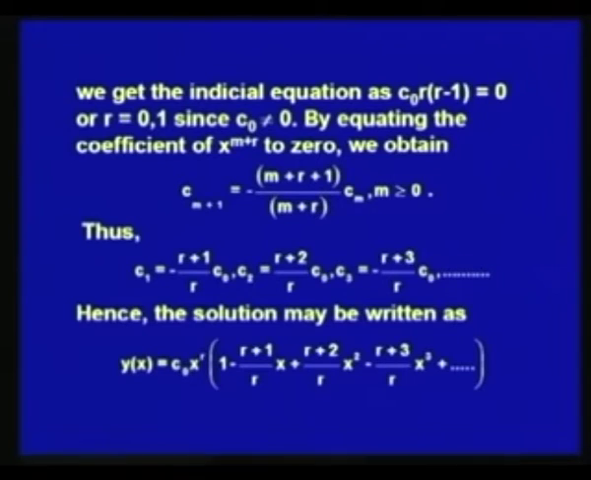C1 comes out to be -(r+1)/r C0, C2 is (r+2)/r C0, C3 is -(r+3)/r C0, and when we put the values of those coefficients Cm in the expression for y(x), we will have the solution as y(x) = C0 x^r [1 - (r+1)/r x + (r+2)/r x² - (r+3)/r x³ + ...], and so on.